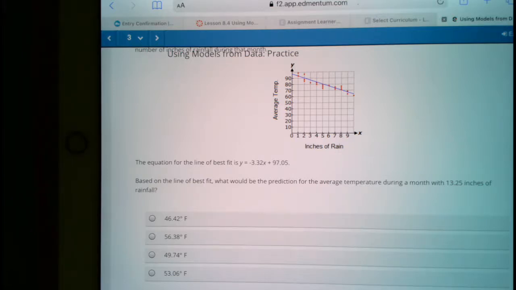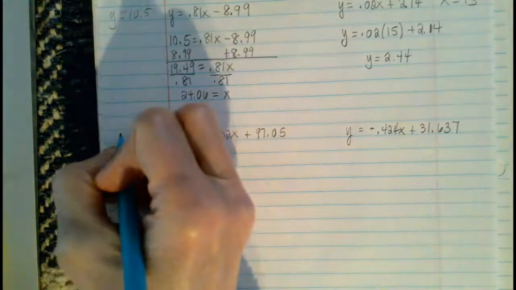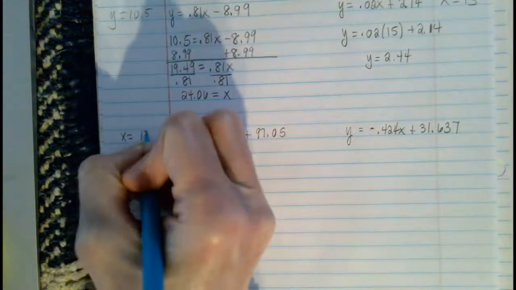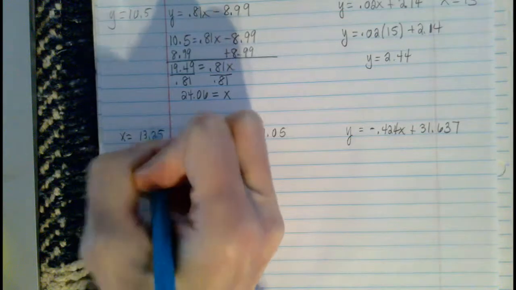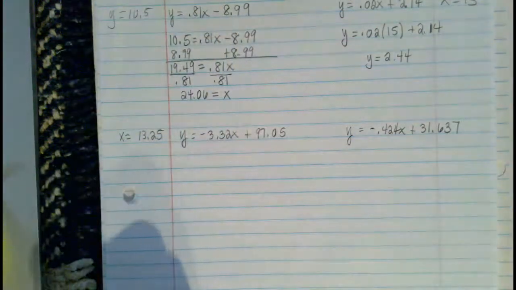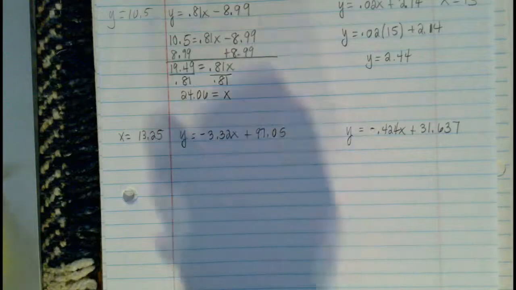13.25 inches of rainfall? So again, we need to decide what that 13.25 is, and as we look at that graph, I need to be more specific, 13.25 inches, and as we notice, the inches is on the x-axis. So we're going to put 13.25 back into our prediction equation for x. Again, don't hesitate to use Desmos.